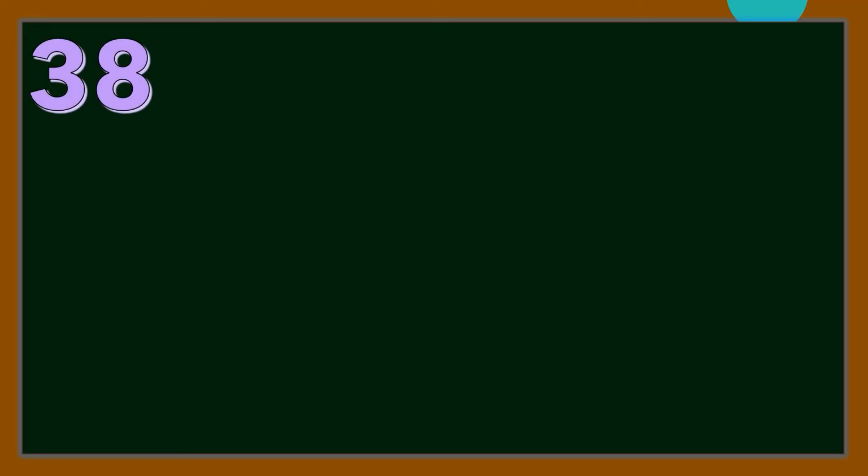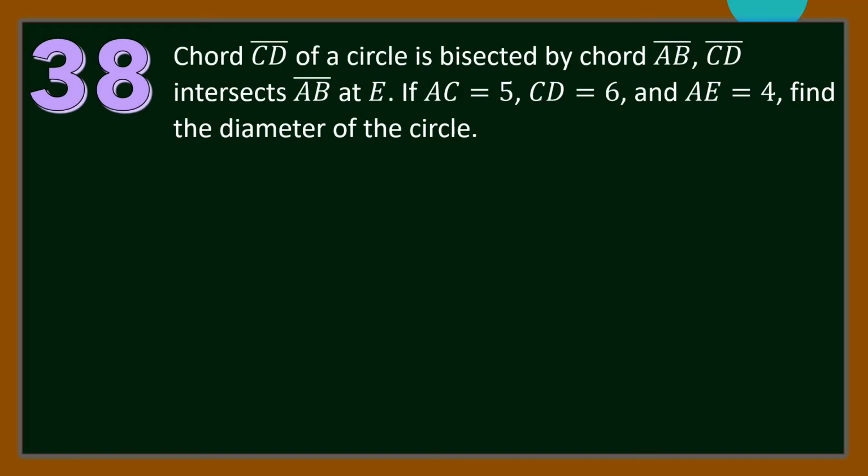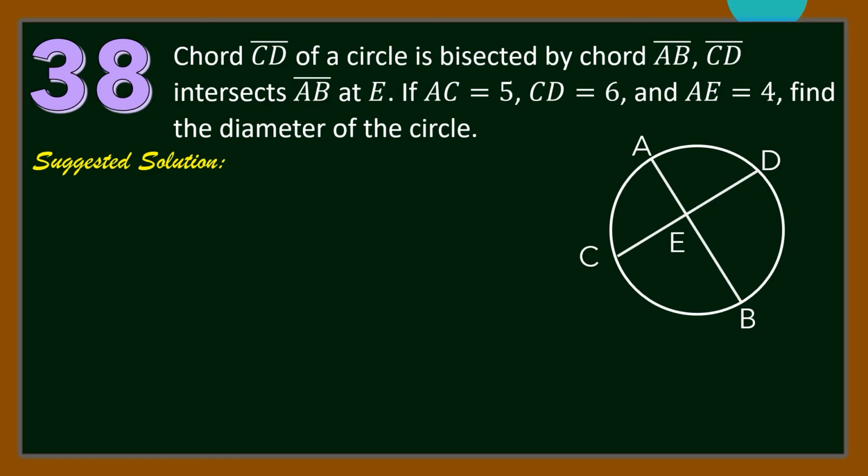Number 38. Chord CD of a circle is bisected by chord AB. CD intersects AB at E. If AC equals 5, CD equals 6, and AE equals 4, find the diameter of the circle. Here is our suggested solution. Let us draw a diagram representing the information given in the problem.